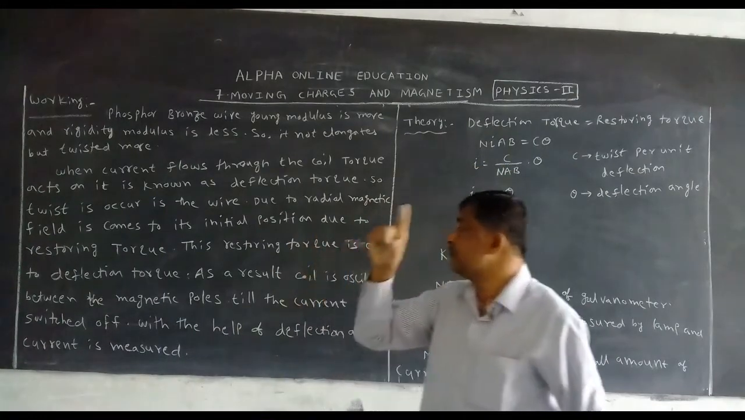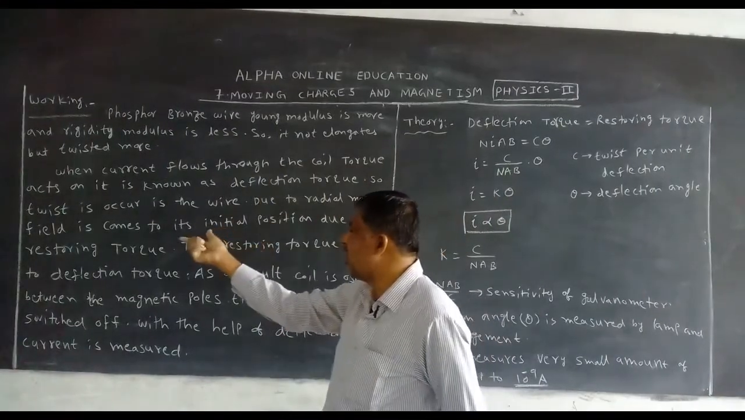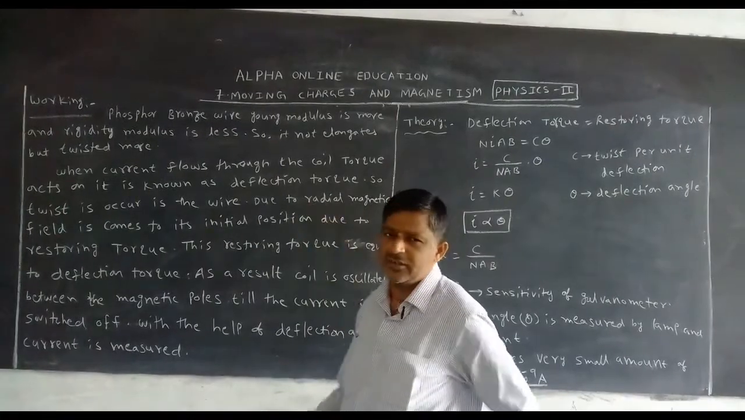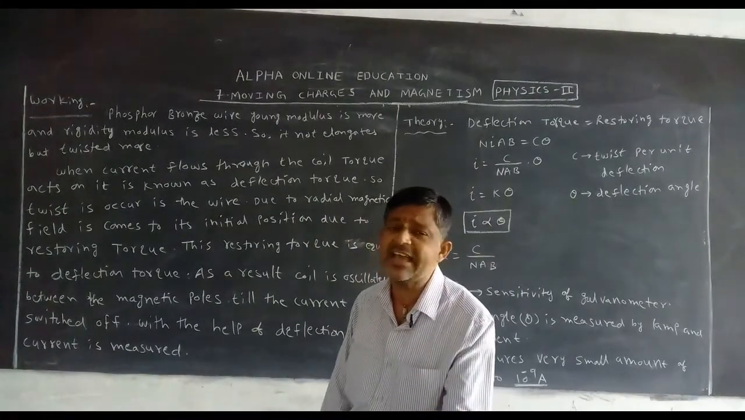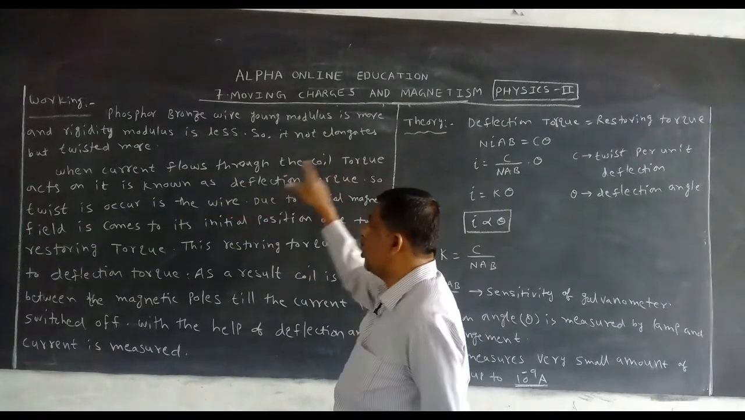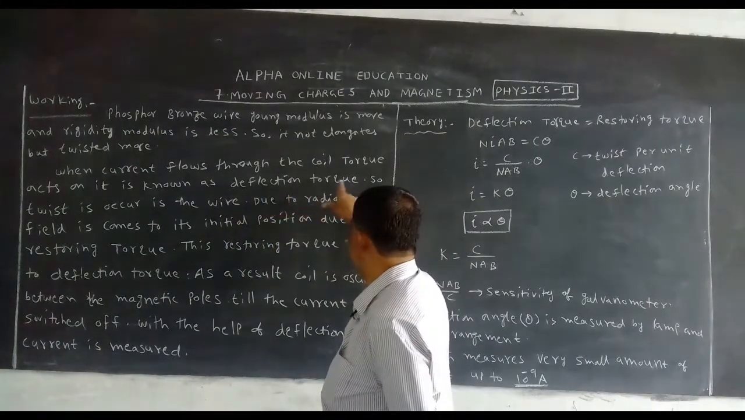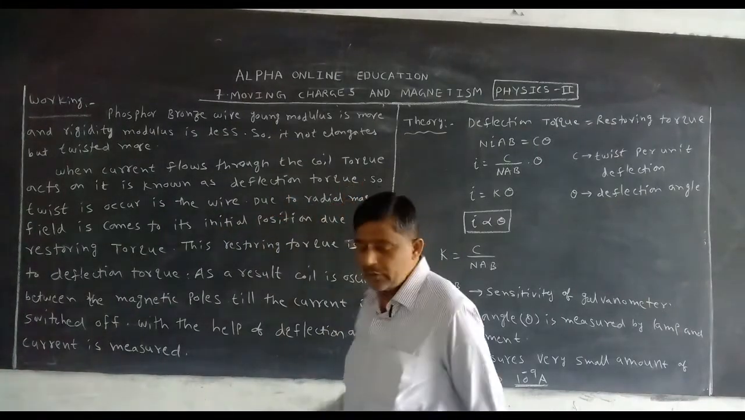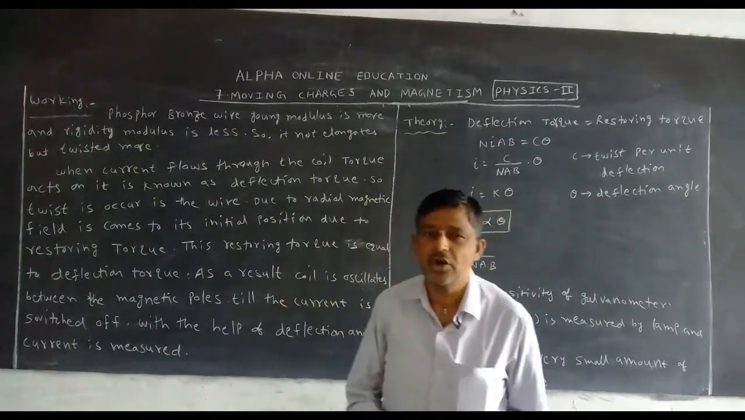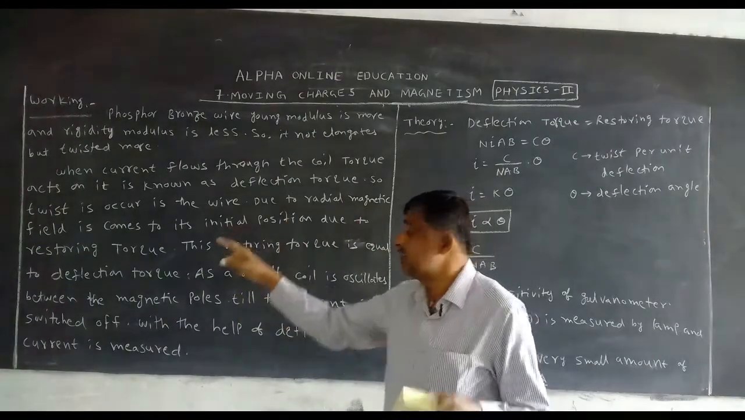Now, when current flows through the coil, torque acts on it. It is known as deflection torque. Actually, this is the principle of the moving coil galvanometer. When current flows through the coil, the torque that acts on it is known as deflection torque. So, when current passes through the coil, torque is experienced on it, so the twist occurs.